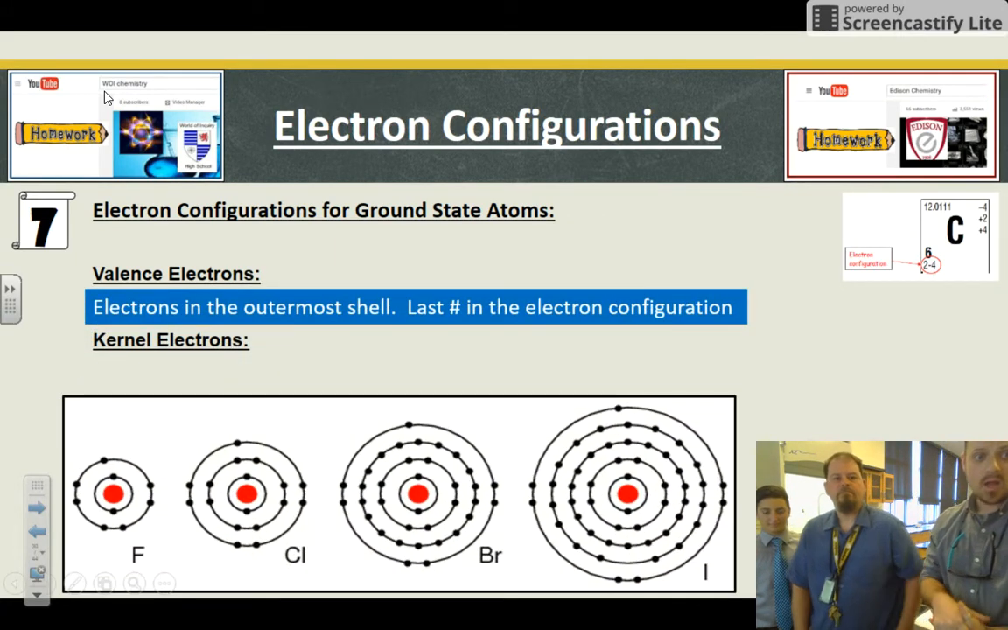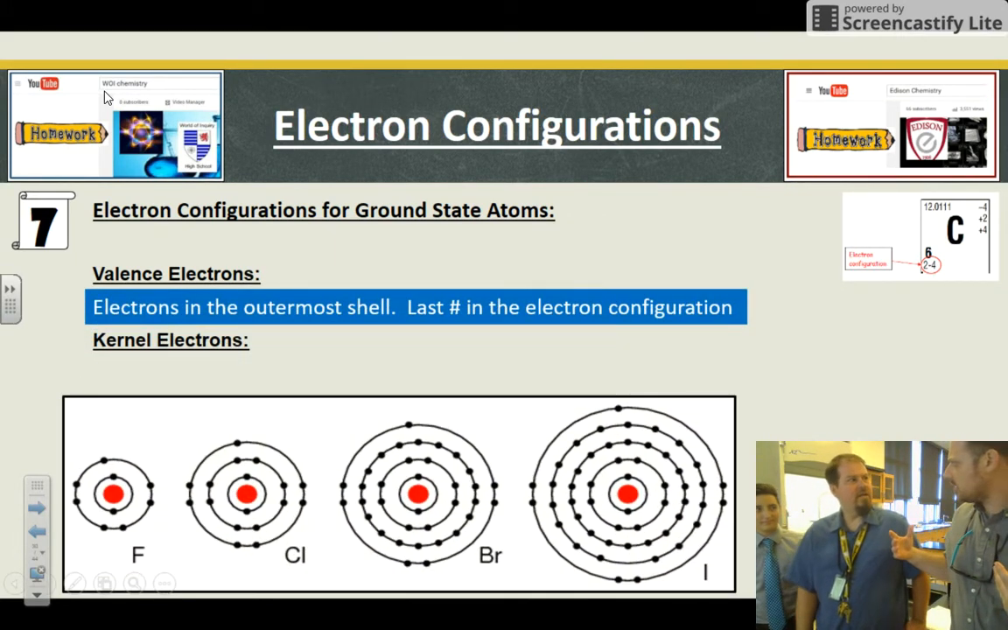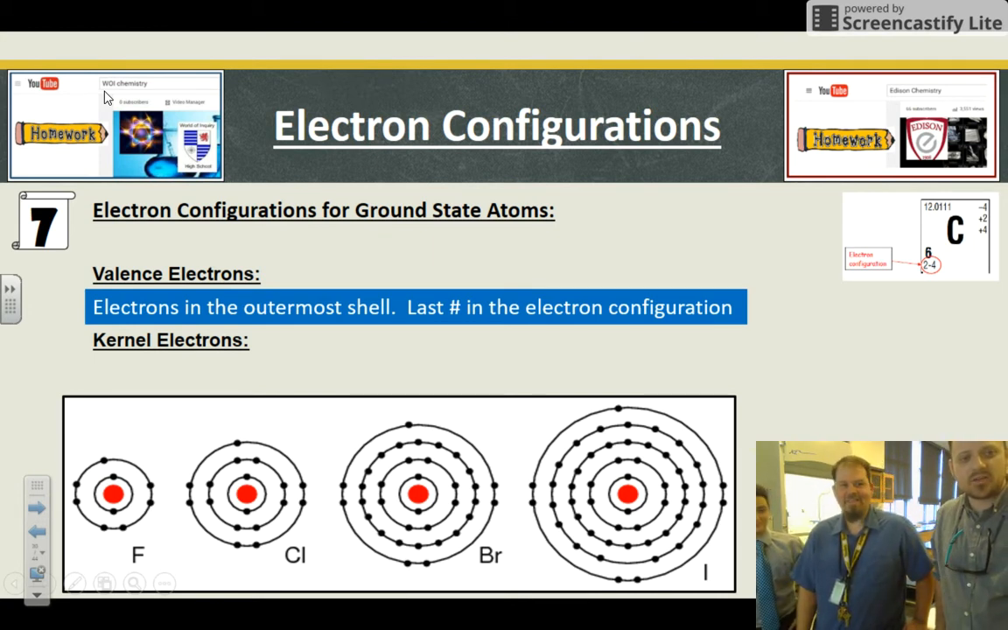Mr. Milk's saying the valence electron. Valence electrons are the electrons in the outermost shell, these are the last in the electron configuration.